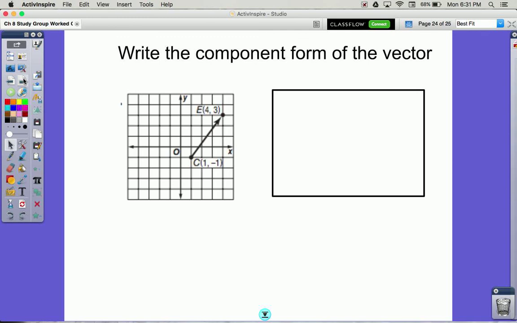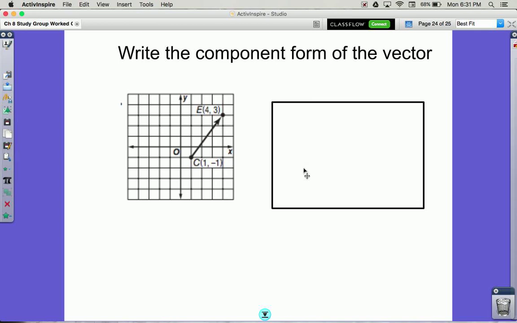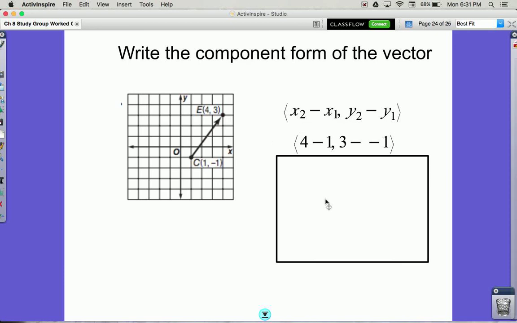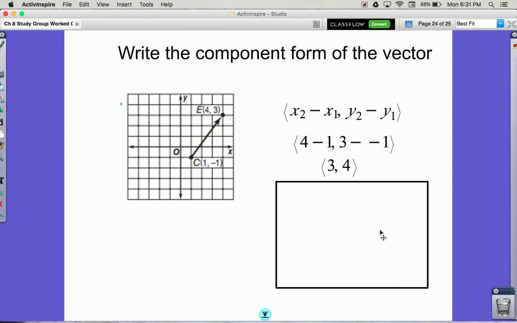And lastly, write the component form of the vector. For component form, you're going to take x2 minus x1, y2 minus y1, where x2, y2 is your coordinate with the arrow. So in this case, you get 4 minus 1, which is 3, and 3 minus negative 1, which gives you 3, 4.